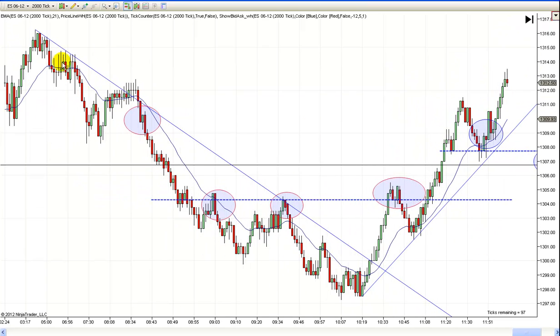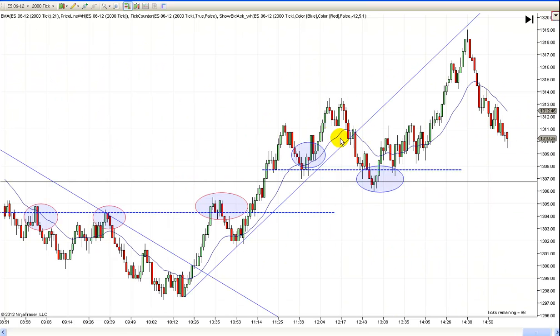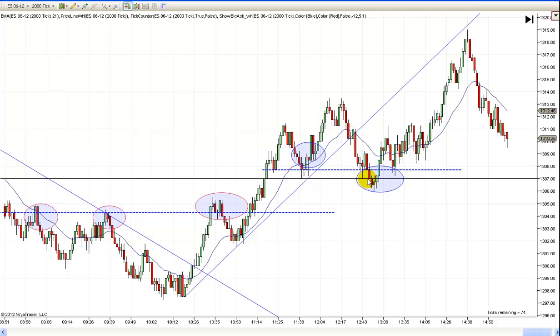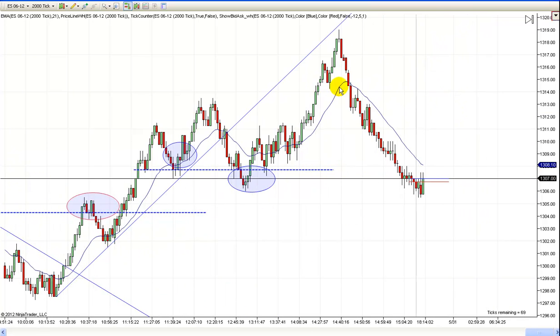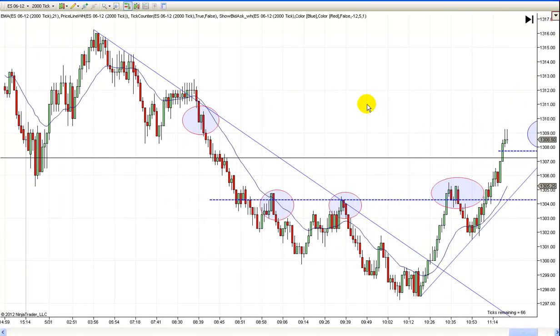And we really just kind of came back here and tested the highs from across here. Then we had the break of the trend line here, and then a move to a new high, and then of course the sell-off. You've got to be drawing these trend lines. This trend line was very simple to find, and you should have had it right there.